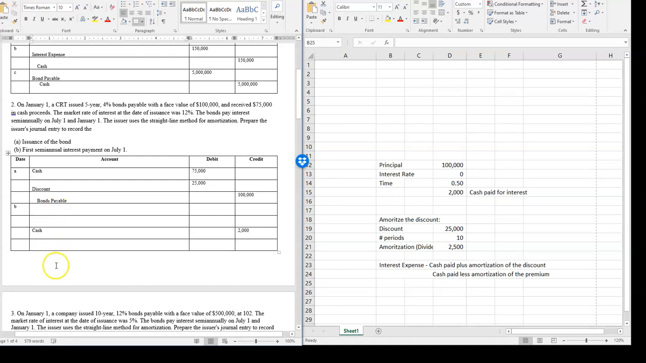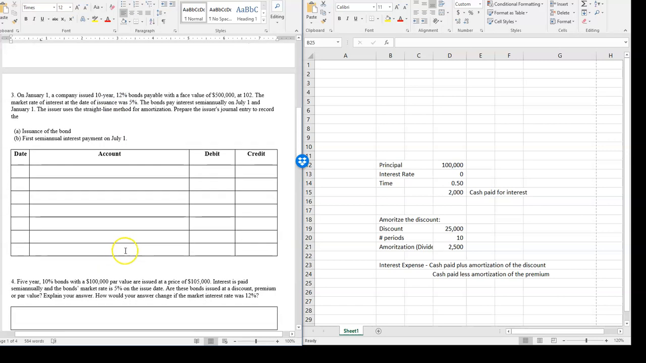Next, I'm going to fill in my amortization of a discount. Discount has a normal debit balance. Amortize means to get rid of it, so I'll be crediting my discount account. So I said I was going to do it by the $2,500 each time. Then I said that interest expense will be the cash paid plus the amortization of the discount. So interest expense will be $2,000 plus $2,500, so $4,500. All right, and so this is letter B.